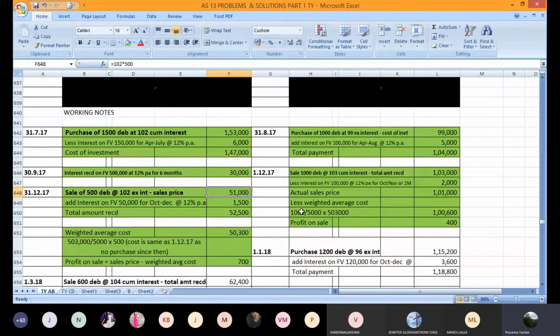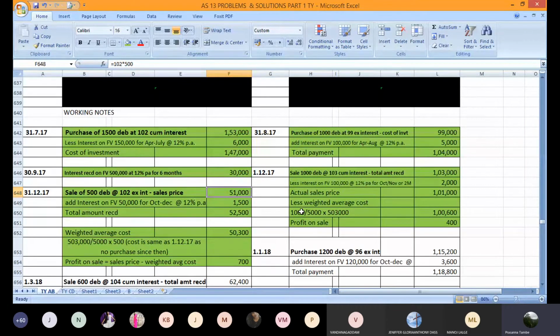So we have to pass two entries as usual. First entry will be bank account debit 52,500 to interest 1,500 to investment account 51,000. This will be the first entry. And the second entry will be transfer of profit, that is 700 rupees to be transferred to profit and loss account. So the entry will be investment account debit to profit and loss account.